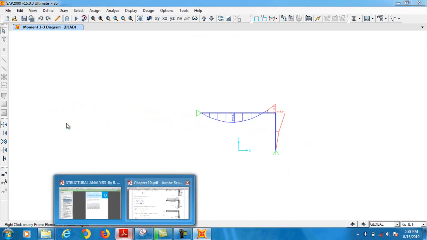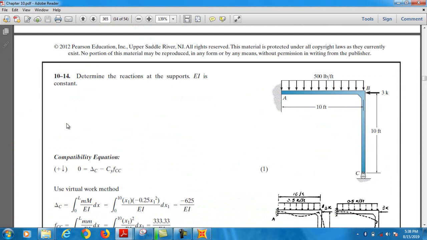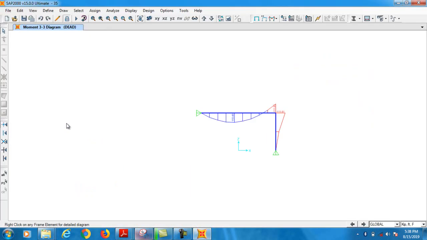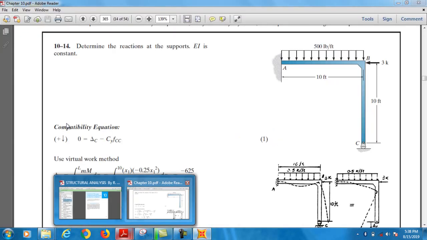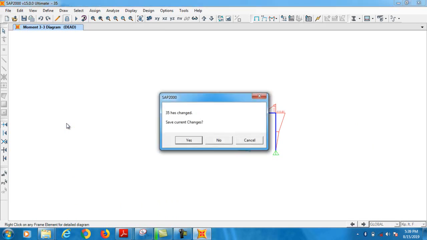Now we will analyze this frame. Let's say it is similar to this one. The dimensions are 10 by 10, 3 kip and 500 pounds. The example was in my structure analysis paper 1, paper 2. Save it.